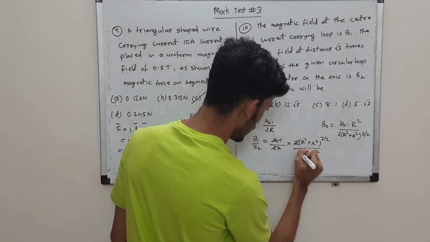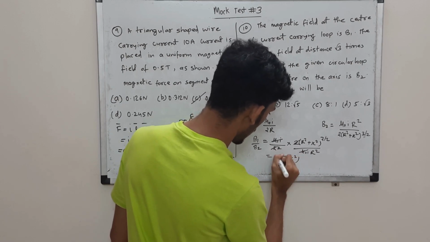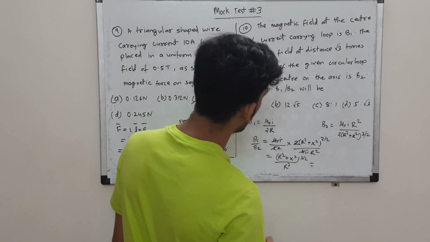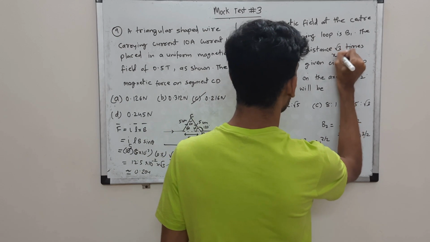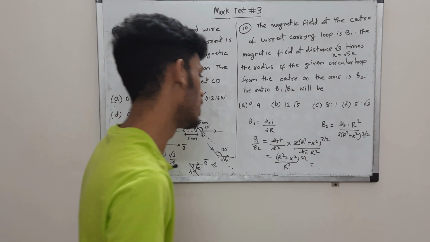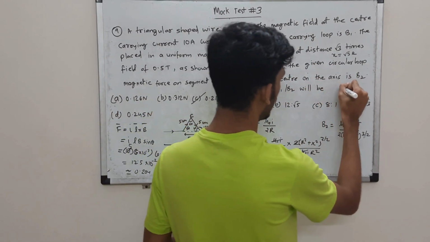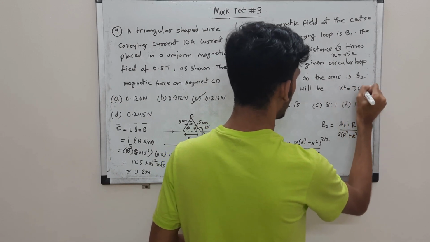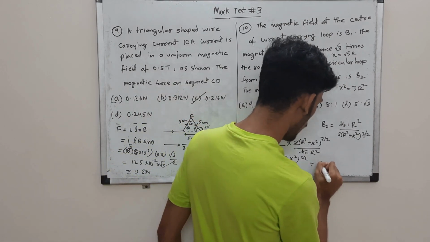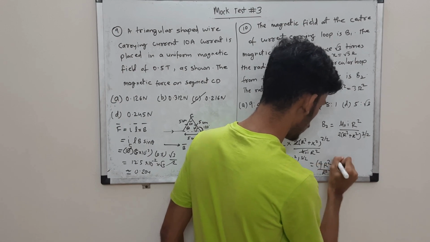Mu 0 will get cancelled. R will become R cube, so we have R square plus x square raised to 3 by 2 upon R cube. Now we can substitute x as root 3 times R, the radius of the given circular loop. If you square it, x square will be 3R square. So 3R square plus R square, which is 4R square, and in the denominator we have R cube. This is raised to 3 by 2.